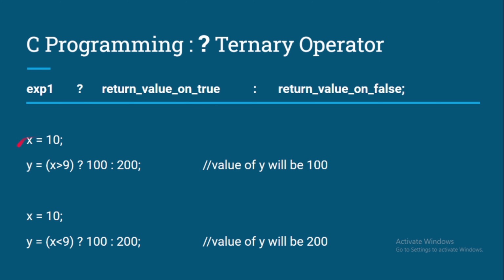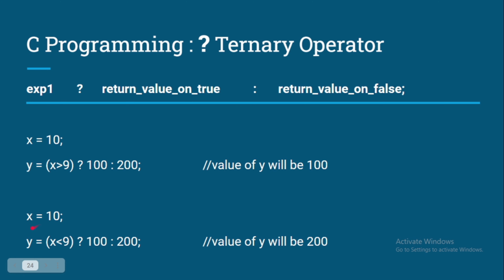For example, we have one example here, x is equal to 10 and y is equal to x greater than 9 question mark 100 colon 200. The value of y will be 100. Why? Because 10 is greater than 9, so this value will be assigned to y.